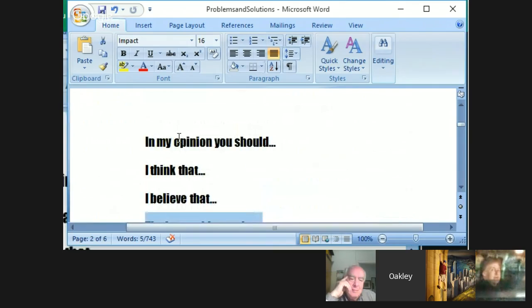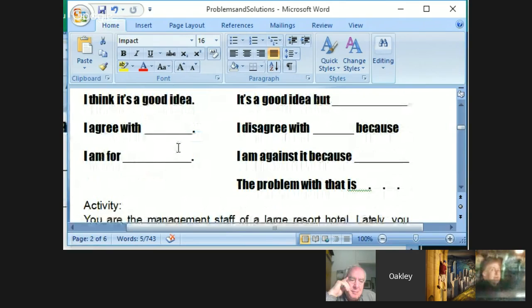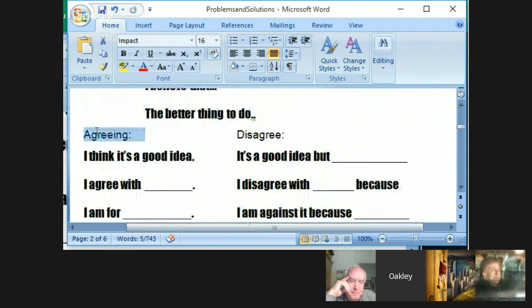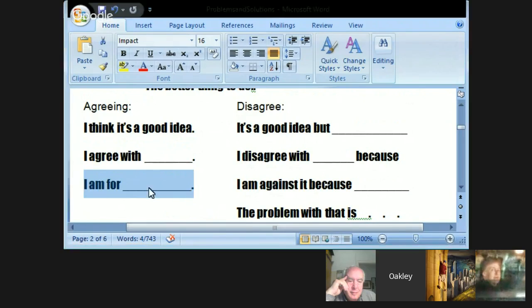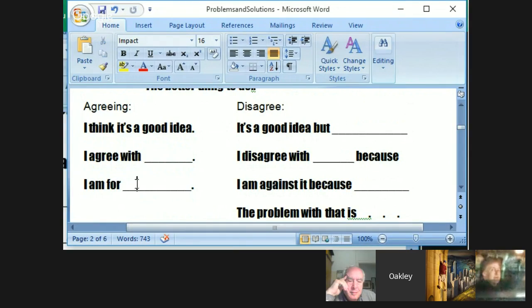We're warming up a little bit by looking at phrases we might possibly be using in our little activity coming up here. All right, some quick ones for agreeing and disagreeing. I think it's a good idea. I agree with Ken. All right, simply agreeing with someone. I am for, and then expressing whatever the idea is.